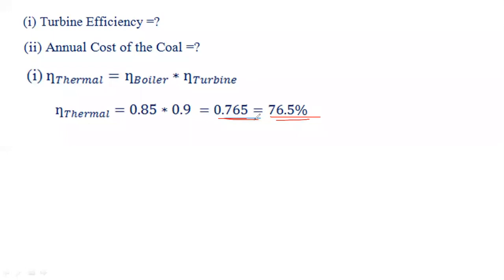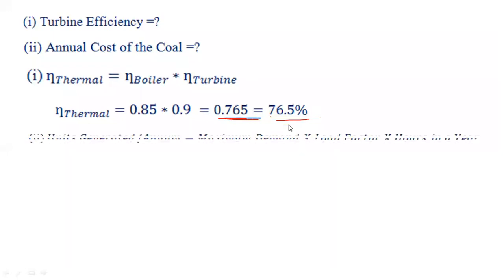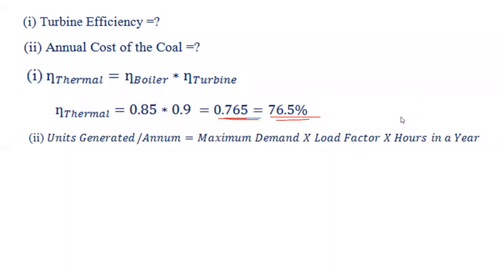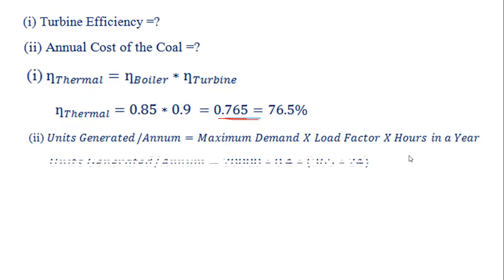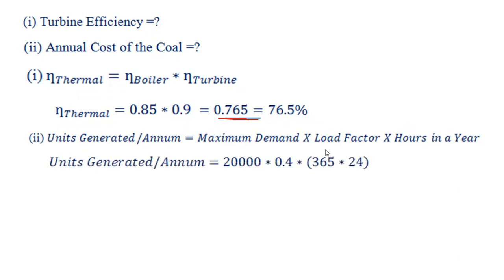76.5%. The second one we want to find out is units generated per annum, that is the maximum demand into load factor into hours in a year. In the problem, the maximum demand is given as 20,000 megawatt and the load factor is 40%, that is 0.4, and hours in a year, that is per year 365 days. How many hours? 24 hours. That is 20,000 into 0.4 into 365 into 24.